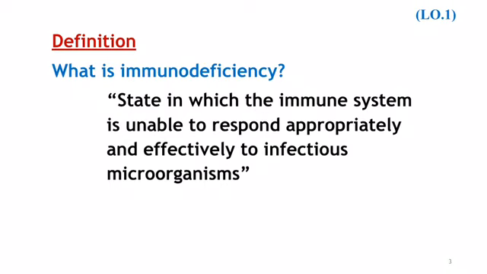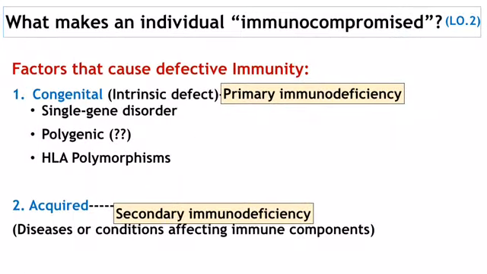What is immunodeficiency? It's a state in which the immune system is unable to respond appropriately and effectively to infectious microorganisms. What makes an individual immunocompromised? There are many factors that cause defective immunity.